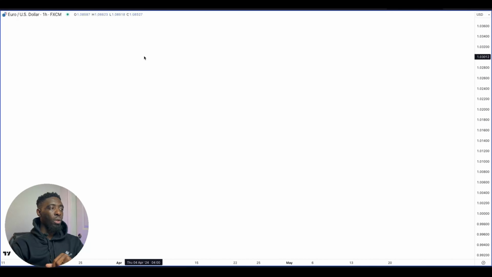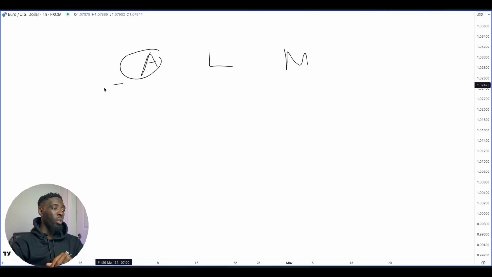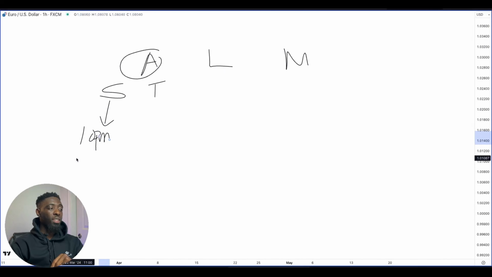You have the Asian session, the London session, and the New York session, and you can divide the Asian session into 2: the Sydney session and the Tokyo session. The Sydney session starts at 10 p.m., and we're using GMT time, and it ends at 7 a.m. in the morning. The Tokyo session starts at 11 p.m. and ends at 8 a.m. in the morning.